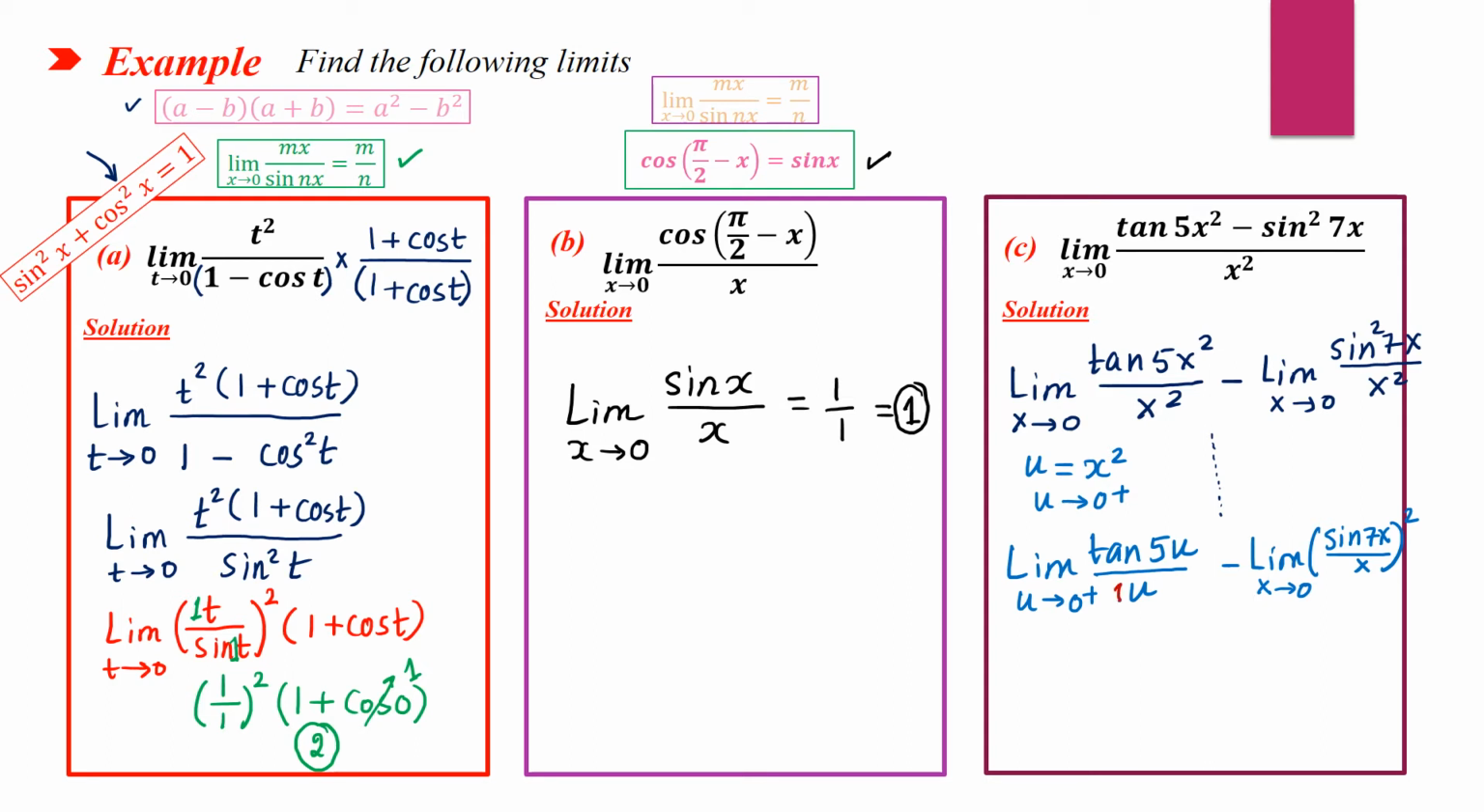The first limit is 5 over 1, the coefficient of u up divided by the coefficient of u down. So we have 5 over 1 minus, the limit of the second one is 7 over 1 squared. So this equals 5 minus 49, and the result is negative 45.